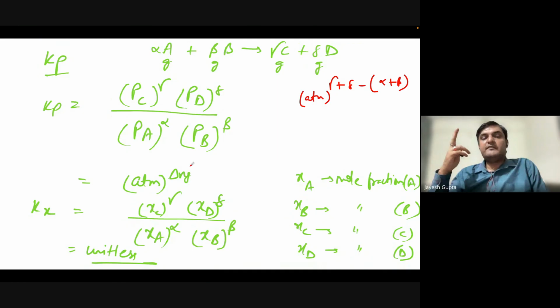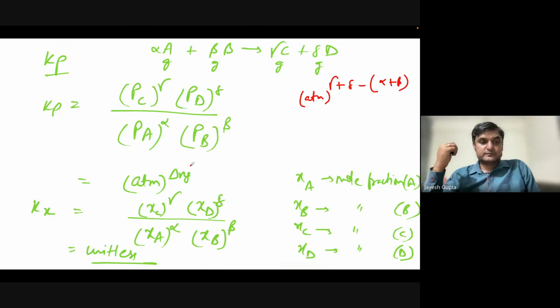Now, two we have discussed, Kc and Kp. Kc uses concentration as a proxy for active mass. Kp uses partial pressure as a proxy for active mass. Now, the third one is Kx. Kx will be using mole fraction as a proxy for active mass. So instead of partial pressure, I will be writing mole fraction.